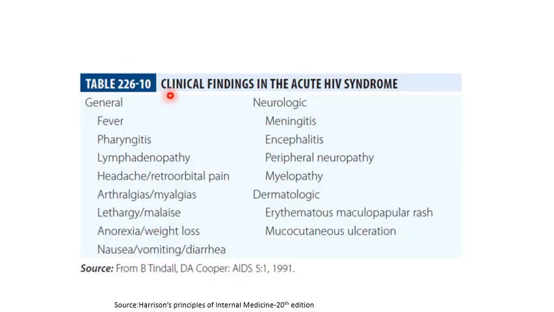And this is discussed earlier. So these are the clinical findings during the acute HIV syndrome. During the acute phase, the patient may have fever, pharyngitis, lymphadenopathy, headache or retroorbital pain, myalgias, lethargy, malaise, anorexia, nausea, vomiting, diarrhea. So like any other infection. Sometimes neurological presentations like meningitis, encephalitis, peripheral neuropathy, myelopathy can occur. The patient may present with maculopapular rash or mucocutaneous ulcerations as well.